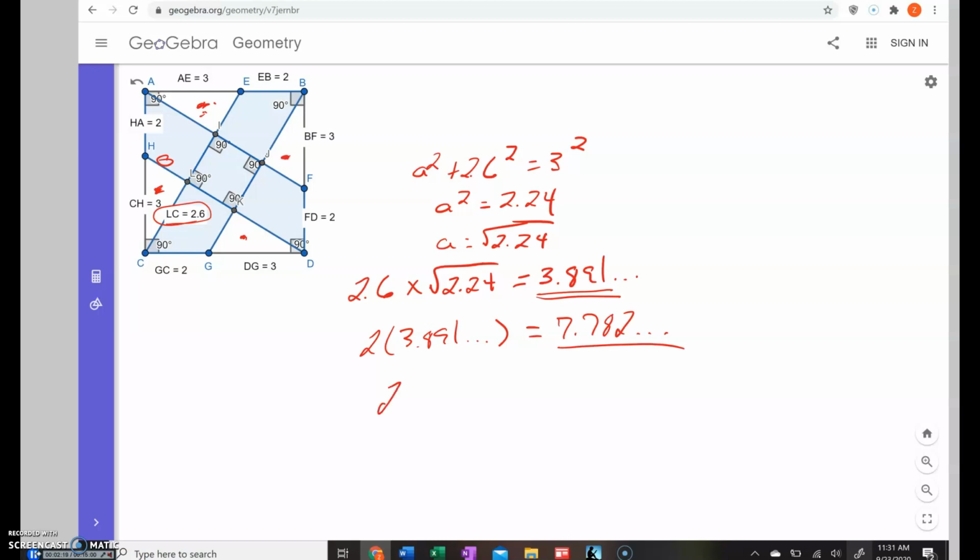So I know I could take 25 and subtract 7.782, and I'll come out with about 7.22. So that would be the area of the shaded region.